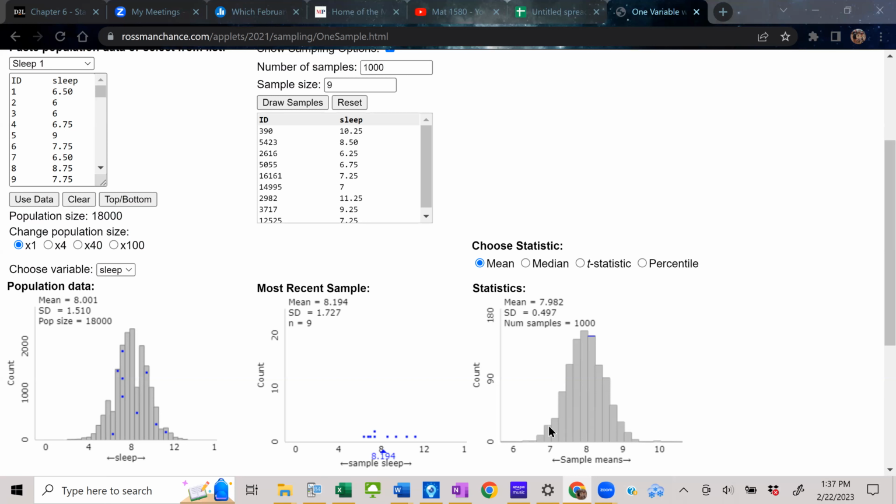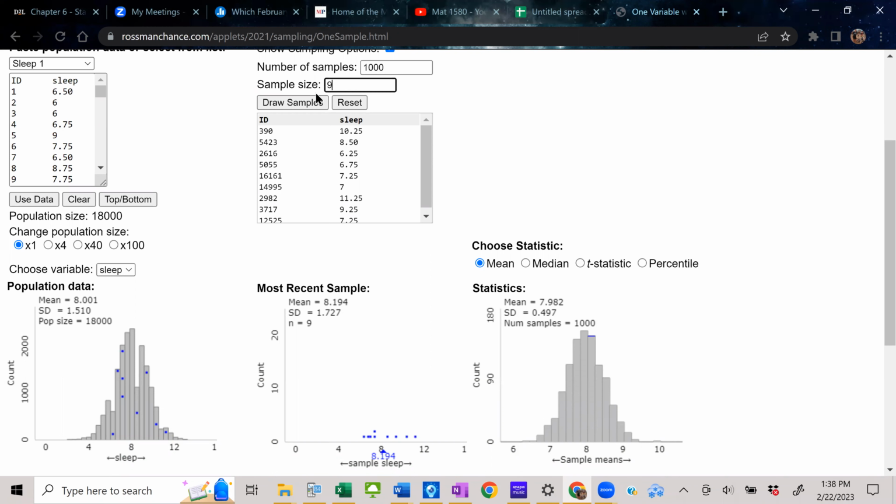I got a different mean and standard deviation than you. That's okay. Everybody's is going to be a little bit different, but the numbers should be generally close to what we've got. Is that what you're seeing? Something close to what I got? Okay, good. Let's change our sample size. Instead of drawing samples of size 9, let's draw samples of size 16.